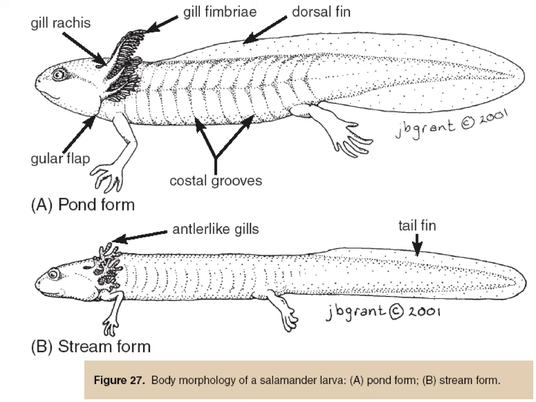The costal grooves here are more pronounced in the pond form. The tail here in the pond form is bigger and wider. In the stream form, it's not so much, it's more narrow. When these emerge as adults, they morphologically look much more similar. So what's going on? What's happening in the pond forms versus the stream forms?